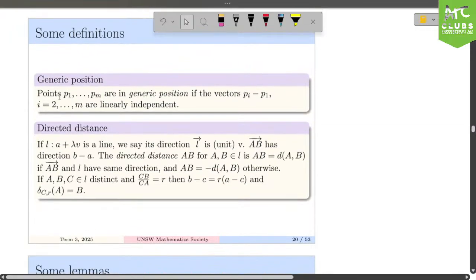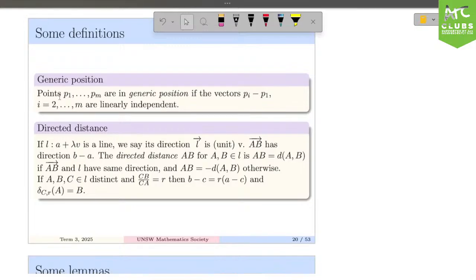Okay, generic position. Now we will say that P1 all the way to Pm are in generic position if the vectors Pi minus P1, for i equal to 2 all the way to m, are linearly independent. I'll go through this part slowly because it can confuse a lot of people. If L is equal to a line A plus lambda V, we say its direction, a unit vector, and AB has the direction B minus A.